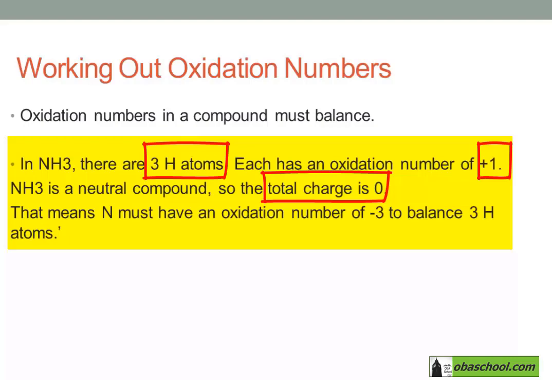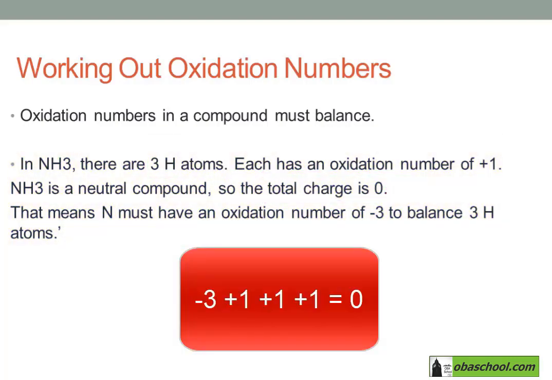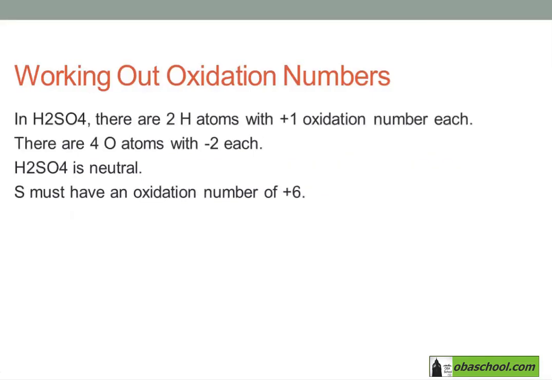So for NH3 to be neutral, knowing that we have 3 plus 1s, so we have +3 coming from 3 hydrogen atoms, N must have an oxidation number of -3, so as to balance the 3 hydrogen atoms in the compound NH3. -3 plus 1 plus 1 plus 1 equals 0, the -3 coming from the N and each +1 from the H. Let's try this again, this time with H2SO4.